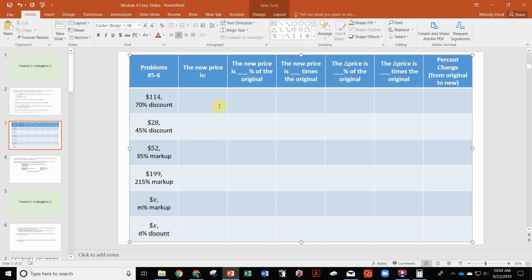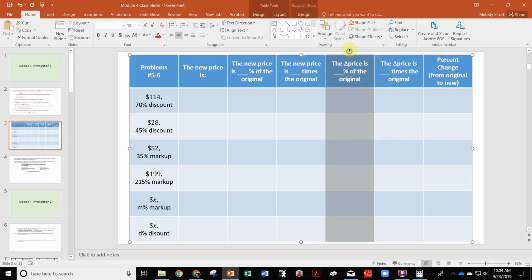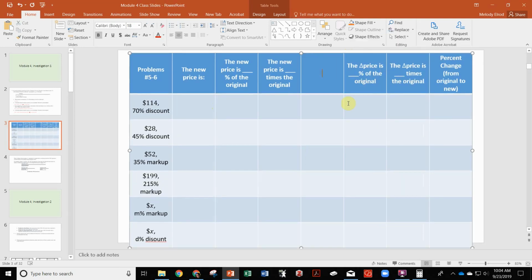And then I want you to think about these other two, the change in price. So think about what is the change in price. In fact, we can put in a column for that. Let's do that real quick. Let's see here. We'll just copy and paste this part. So you want to think about what is the change in price. So from the new price to the old price, what is that change in price?